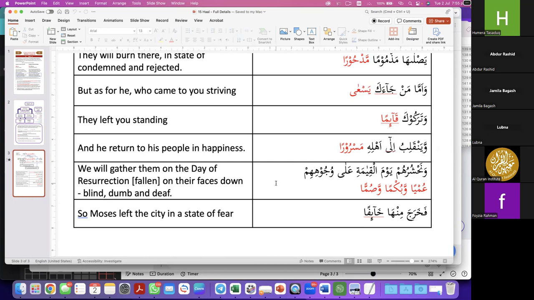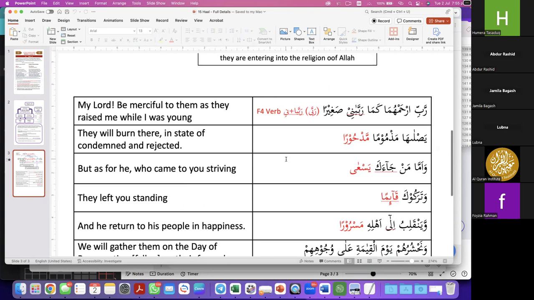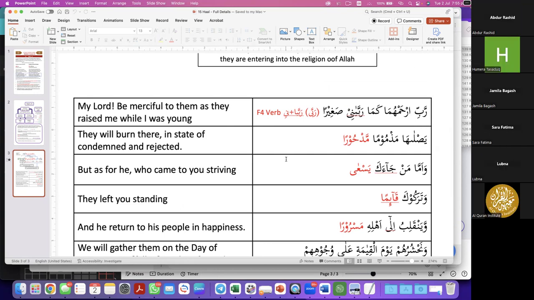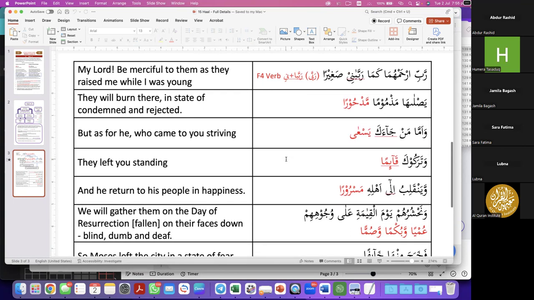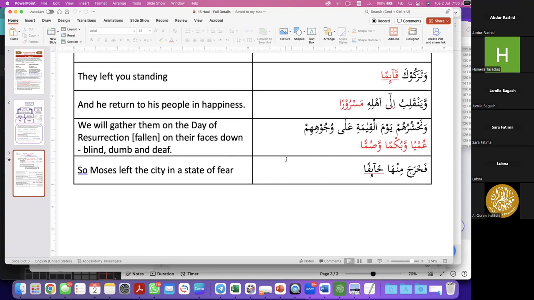In the second example, is there a double hal, mazmuman and madhuran? If it is not a full sentence, say hal 1, hal 2, and there is no connection in between, and no wow there as well. So we have to say 1, 2. No problem. Okay, sister? Jazakallah. Yes.